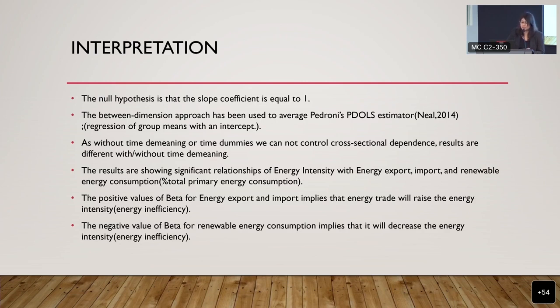Here the important part is that the positive values of beta for energy export and import imply that energy trade will raise the energy intensity, which means energy inefficiency will rise if fossil fuel trade rises. And the next one is the negative value of beta for renewable energy consumption, which implies that it will decrease the energy intensity. That means the more renewable energy consumption there is, the less energy intensity there will be. So energy inefficiency will fall.